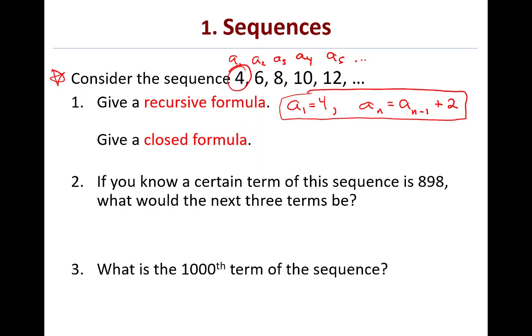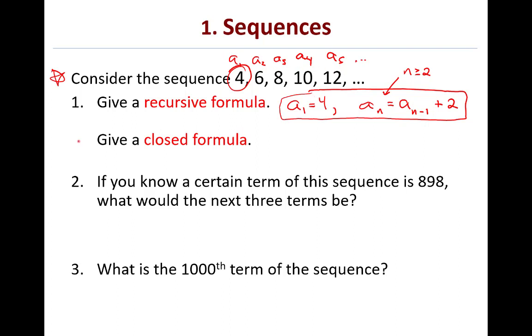One last little bit of information, sometimes you see it, sometimes you don't. In this second part, a sub n equals a sub n minus 1 plus 2, sometimes you'll see a restriction like n greater than or equal to 2, because this second part only works if my subscript is 2 or more. All the subscripts here are either 1 or greater.